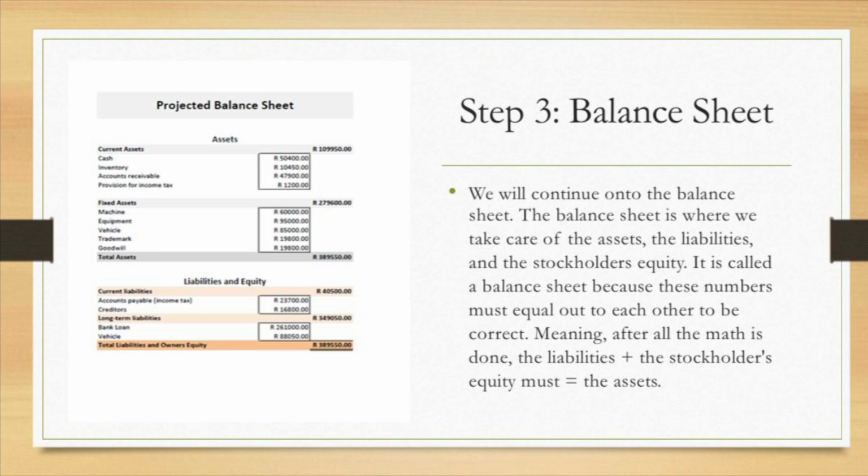In step 3, we will move to the balance sheet portion of the income statement. The balance sheet is where we take care of the assets, the liabilities, and the stockholders' equity. It is called a balance sheet because all of these numbers must equal out to each other to be correct. If you look at the image to the left, the total assets and the liability and equity are equal to each other.